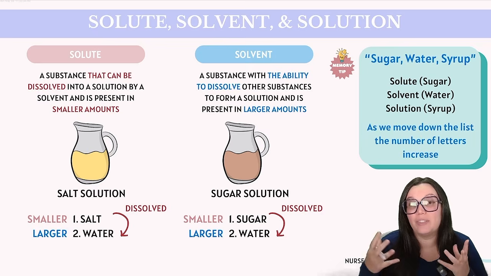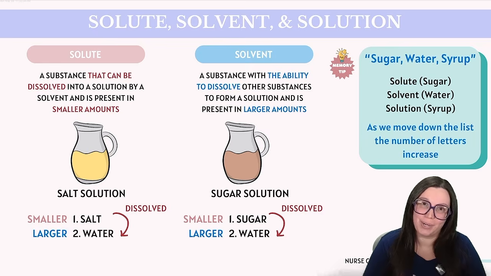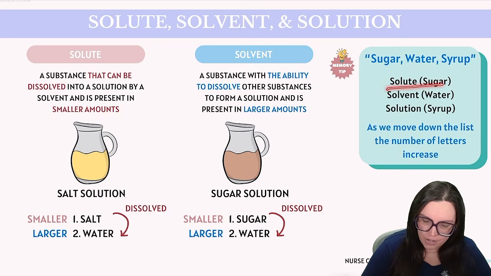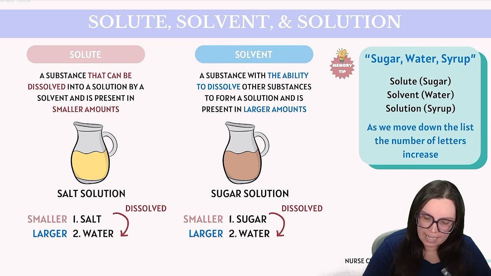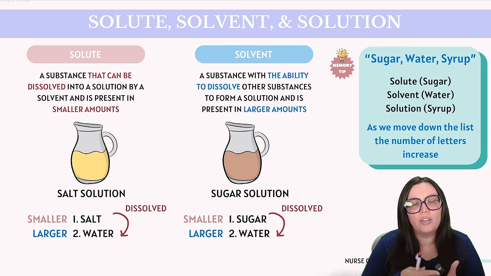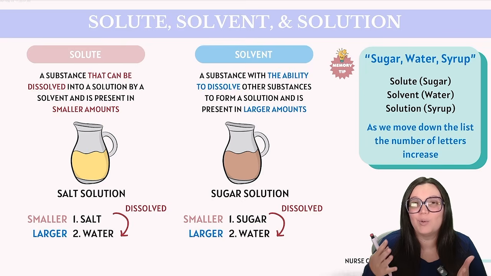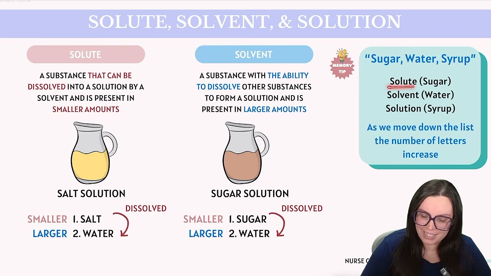An easy way to remember the differences is sugar water syrup, where our solute is sugar, our solvent is water, and our solution is syrup. It's also easy to recall that as we move down our list of definitions, the number of characters in each word is going to increase. Solute has 6 characters, solvent has 7 characters, and solution has 8.